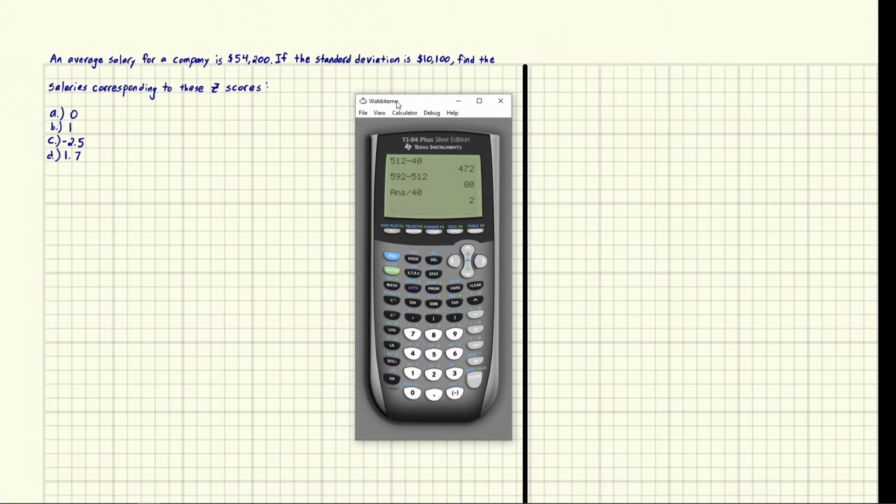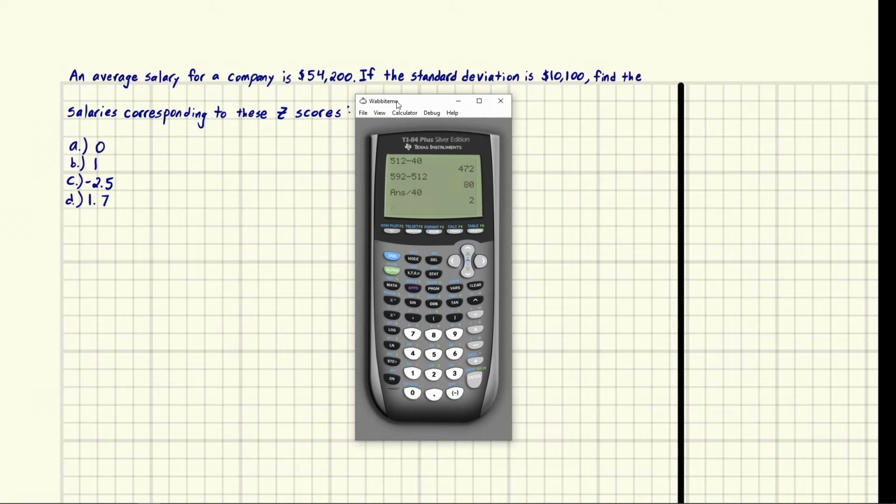An average salary for a company is $54,200. If the standard deviation is $10,100, find the salaries corresponding to these z-scores. And then they give us some z-scores they want us to find. So the first thing we should do is find the formula that we need. We need a formula that takes in z-scores and spits out x values, right? Because these are the values of the salaries.